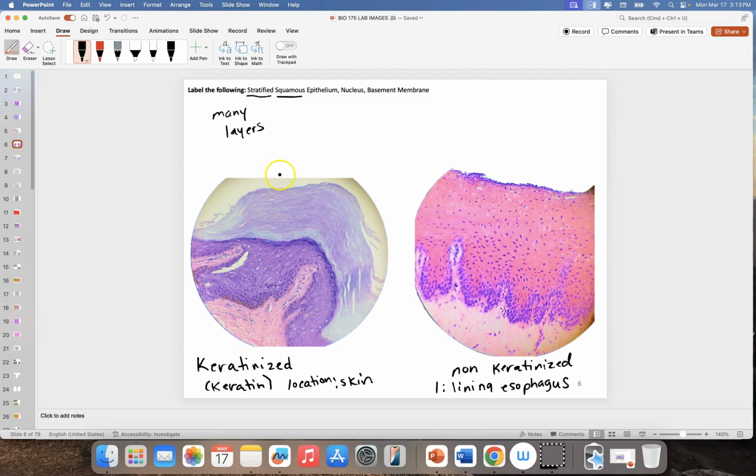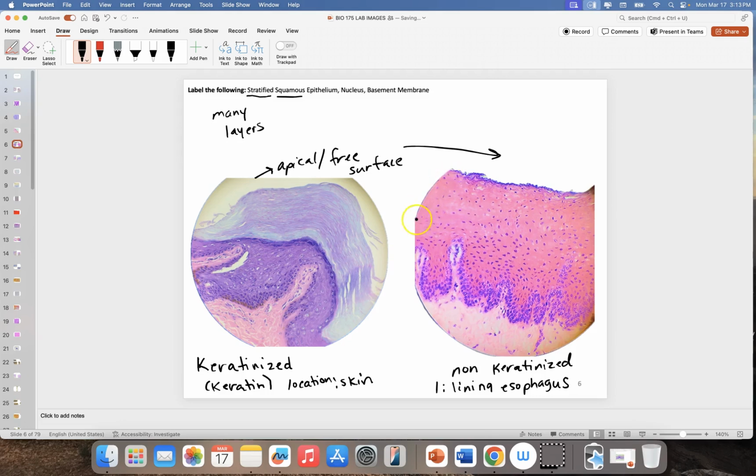Let's get our bearings here. We want to find our apical or free surface. That's how we can easily locate our epithelium. And that's what we see here, and we can also see it over here as well. That means that this is going to be our epithelium because it's going to be facing that free surface. Same thing over here.